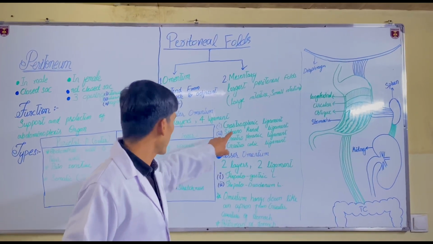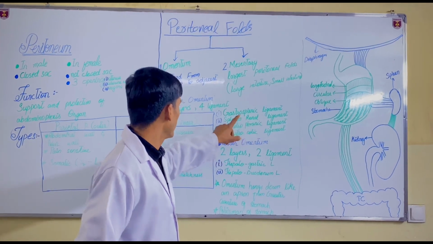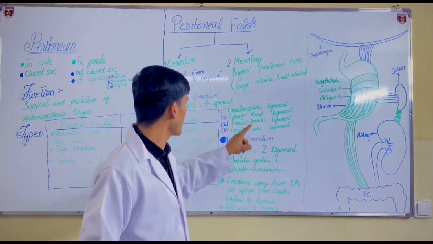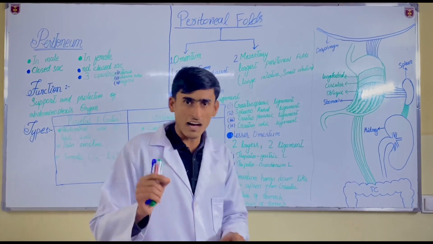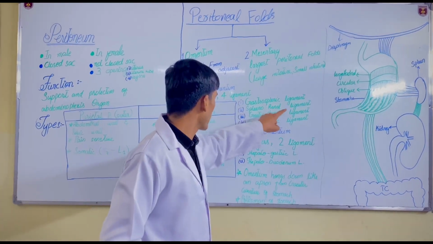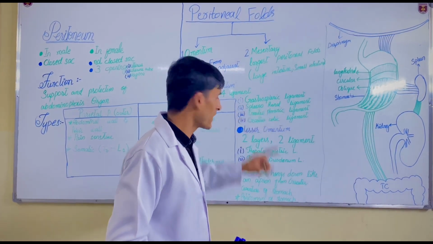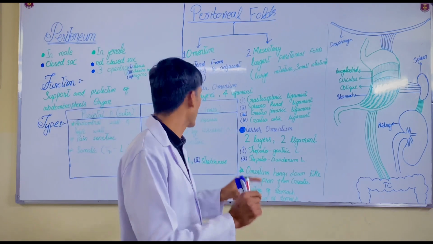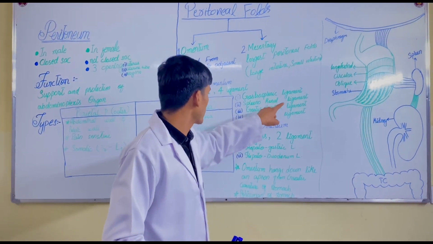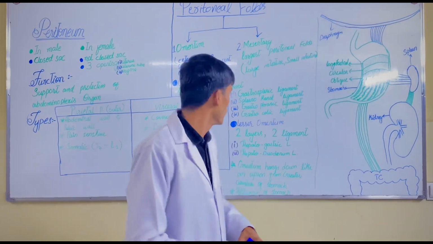Gastrosplenic ligament. The content passing through the gastrosplenic ligament is short gastric artery and left epiploic artery. Splenorenal ligament, you can zoom here. The content passing through splenorenal ligament is splenic artery and splenic vessels.